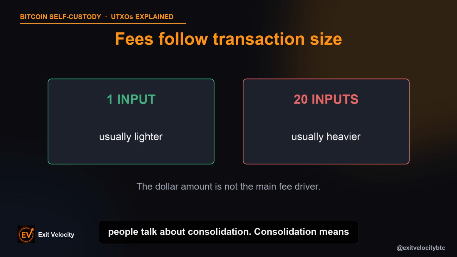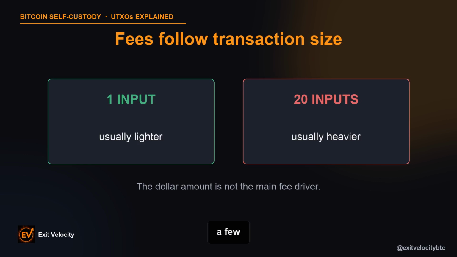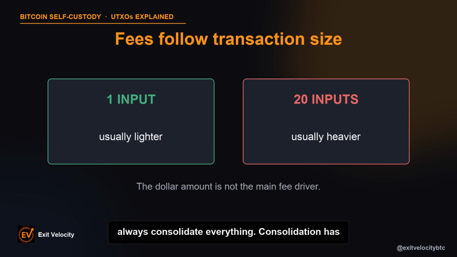This is why people talk about consolidation. Consolidation means combining multiple UTXOs into fewer, larger UTXOs. It is like exchanging a pile of singles for a few larger bills. But do not hear that as, always consolidate everything.